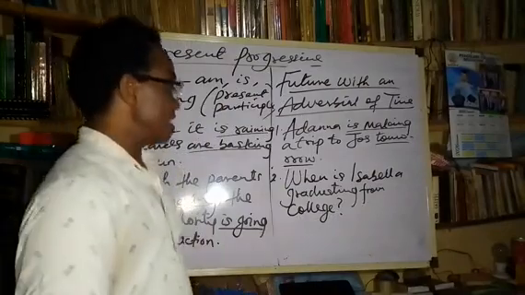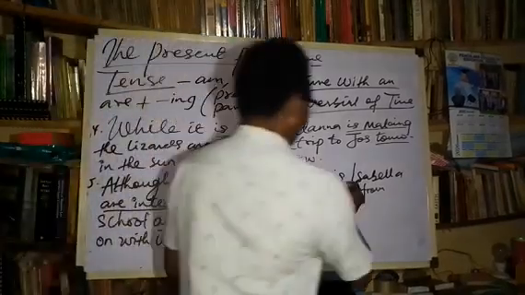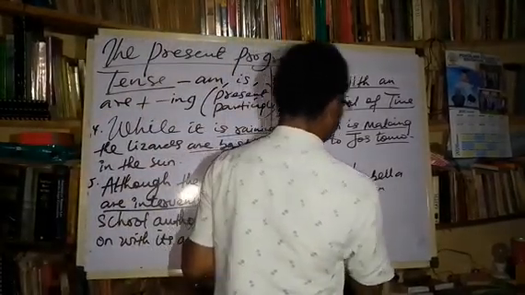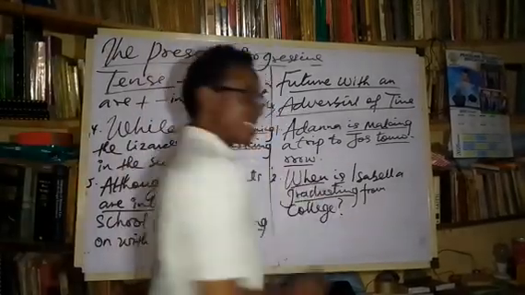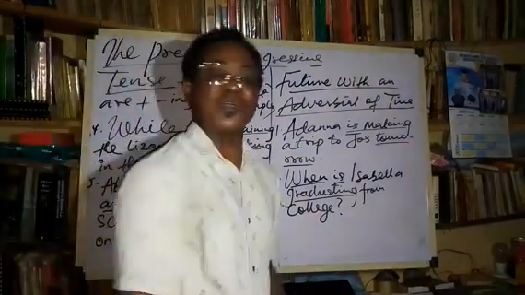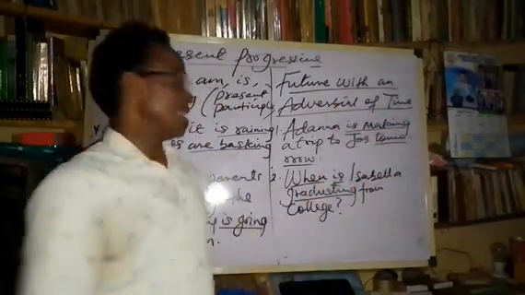It says, when is Isabella graduating from college? Is graduating is present progressive. But when asks us a question about the time in the future when it will happen, meaning that it is not happening at present, it is a future action.